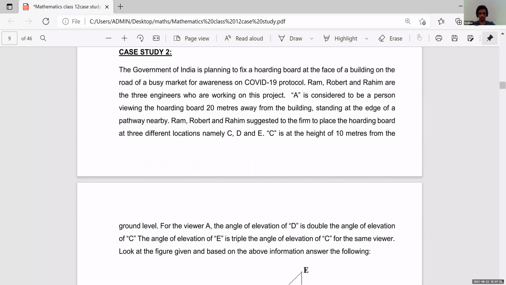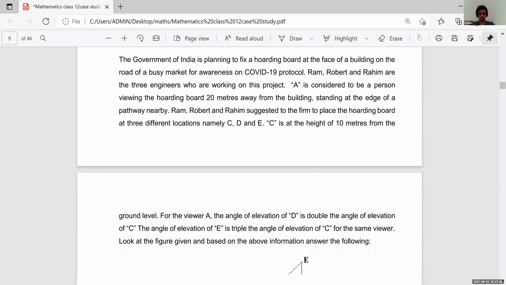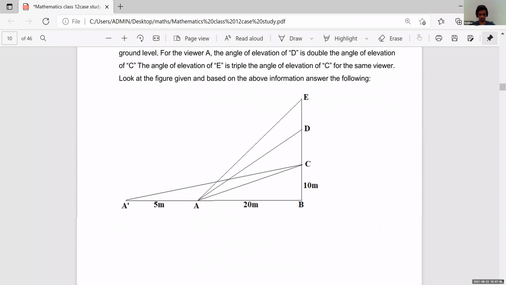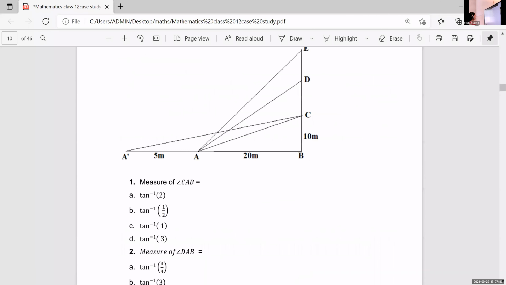Ram, Robert, and Rahim suggested to the firm to place the hoarding board at 3 different locations, namely C, D, and E. C is at a height of 10 meters from ground level. For viewer A, the angle of elevation of D is double the angle of elevation of C. The angle of elevation of E is triple the angle of elevation of C for same viewer. Look at the figure given and based on the above information, answer the following.